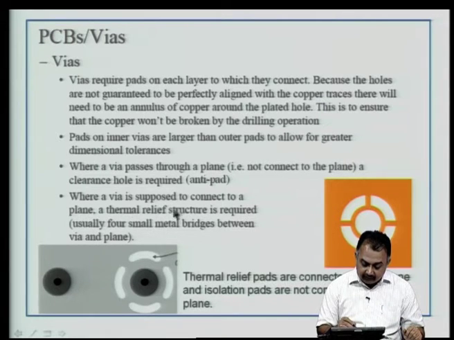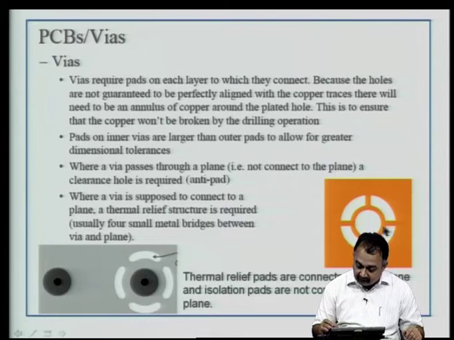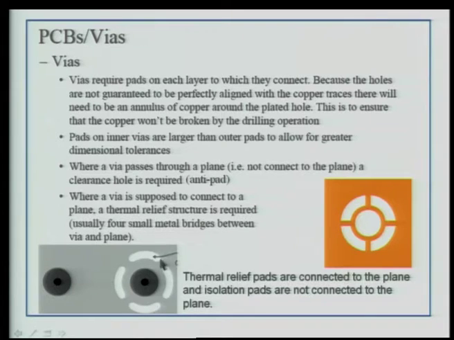But when a via is supposed to connect to a plane, a thermal relief structure is given. As you can see here, this is a thermal relief design, this is also a thermal relief design. You can see that there is a cutoff between these short pads with a gap. So, it can actually be a complete copper area, but spacing is provided so as to provide thermal relief. So, thermal relief pads are connected to the plane, whereas isolation pads are not connected to the plane.